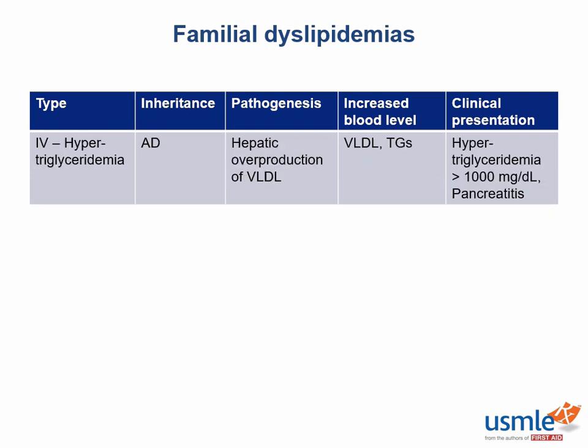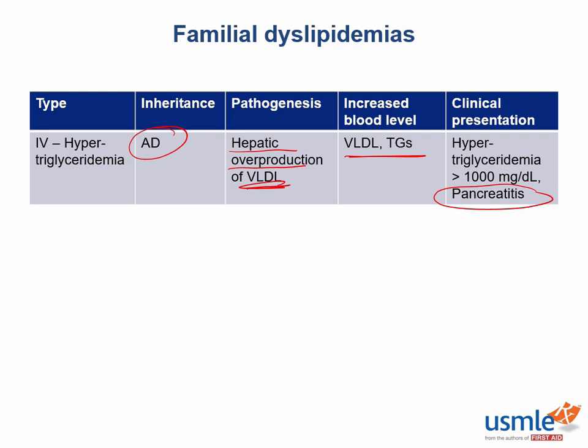Now last but not least, we have type 4 dyslipidemia, or hypertriglyceridemia, and this is an autosomal dominant disorder that is characterized by high hepatic production of VLDL molecules. And do you happen to remember what VLDL molecules are primarily made of? There you go. VLDL contains mostly triglycerides, so you'll see increased triglycerides on the lipid profile. Now this most notably causes acute episodes of pancreatitis, just like we saw in type 1 dyslipidemia.